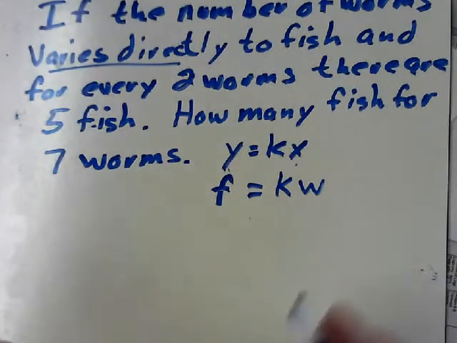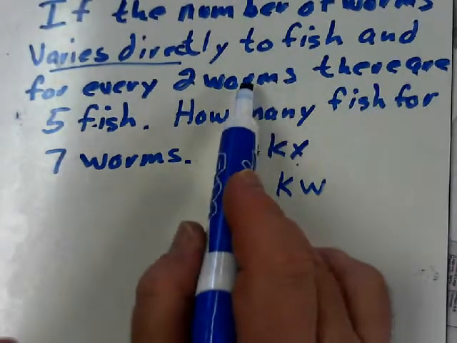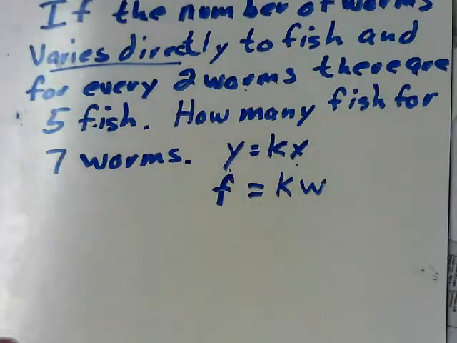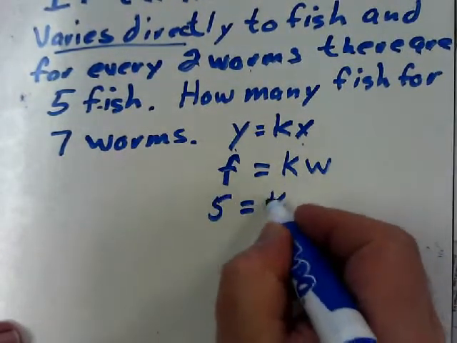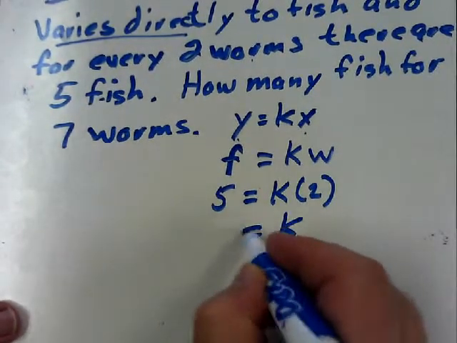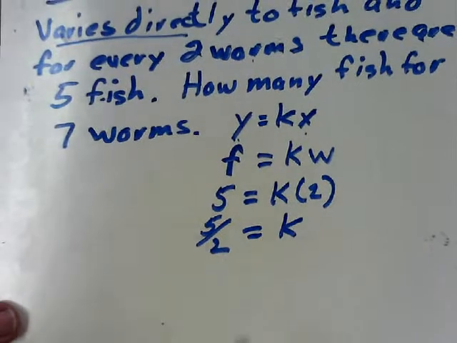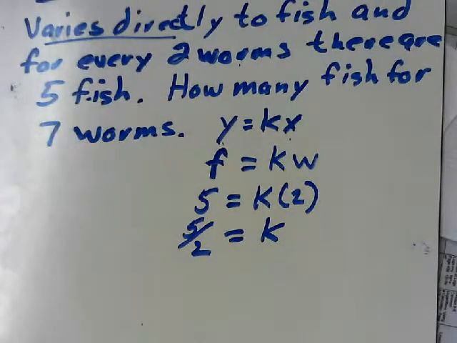Okay, so the first thing I need to find is the constant of variation, isn't it? So from the original numbers, don't I have 2 worms and 5 fish? Yes. So I could put in 5 fish equals K times 2. So my K would be 5 over 2. All right?